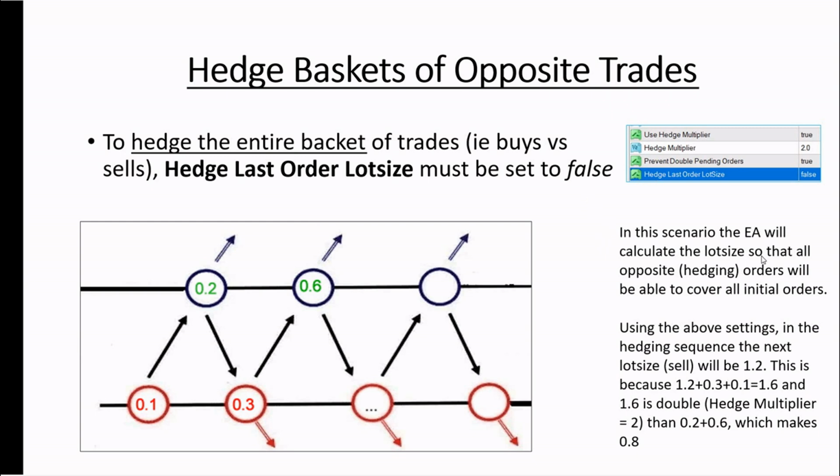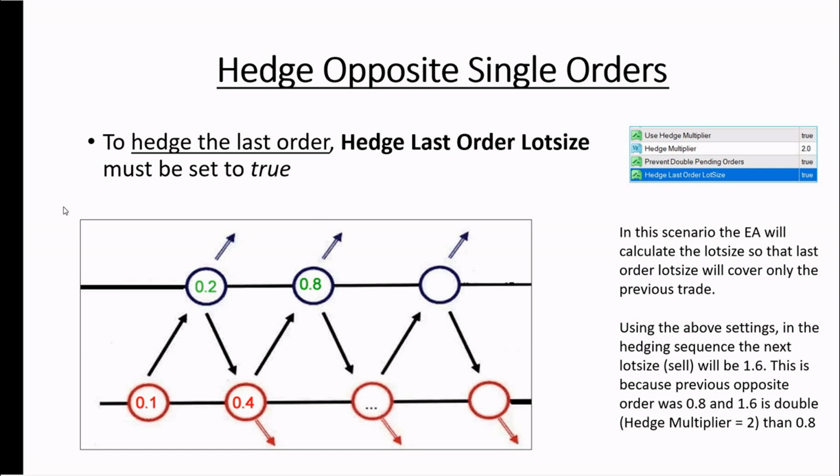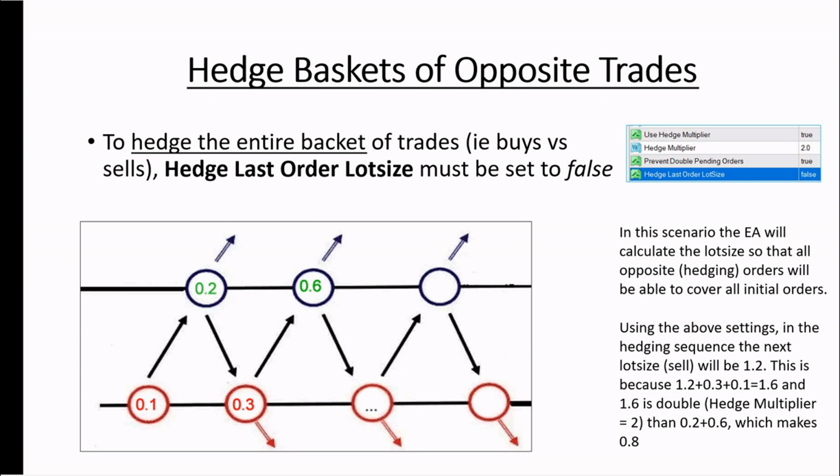You can hedge baskets of opposite trades, and we can also hedge opposite single orders. If we hedge baskets of opposite trades, it means that the Expert Advisor will calculate the lot size of the next order so that all the opposite orders, all the hedging orders, will be able to cover all the initial open orders, using the lot size that was determined before. So in this case, you have to set the hedge last order lot size to false.